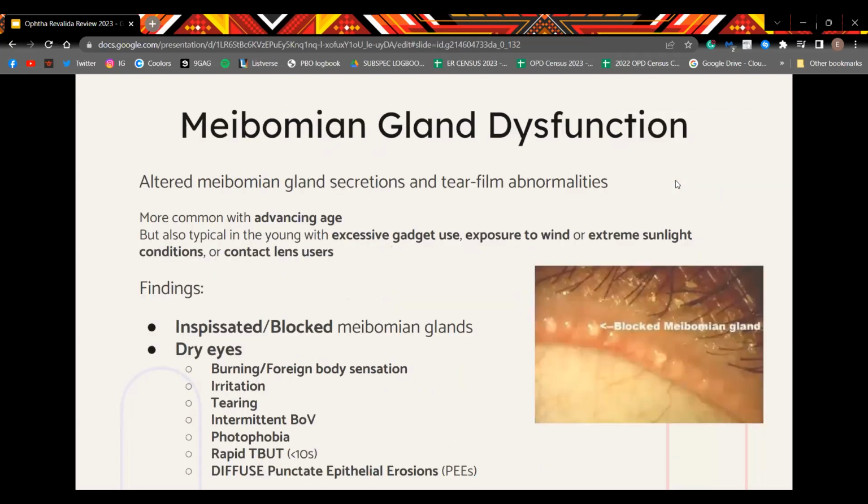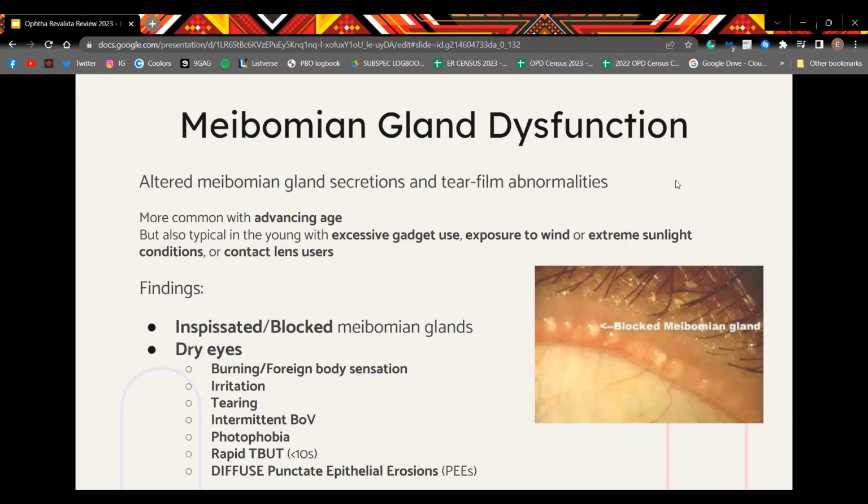So, next, meibomian gland dysfunction naman. This is basically altered meibomian gland secretion and tear film abnormalities. This is more common with advancing age, although it could also be found in the young with excessive gadget use, exposure to wind or extreme sunlight conditions, and also in contact lens users. Again, yung telltale sign na makita mo would be yung inspissated or blocked meibomian glands. Also, it would present with symptoms of dry eyes.